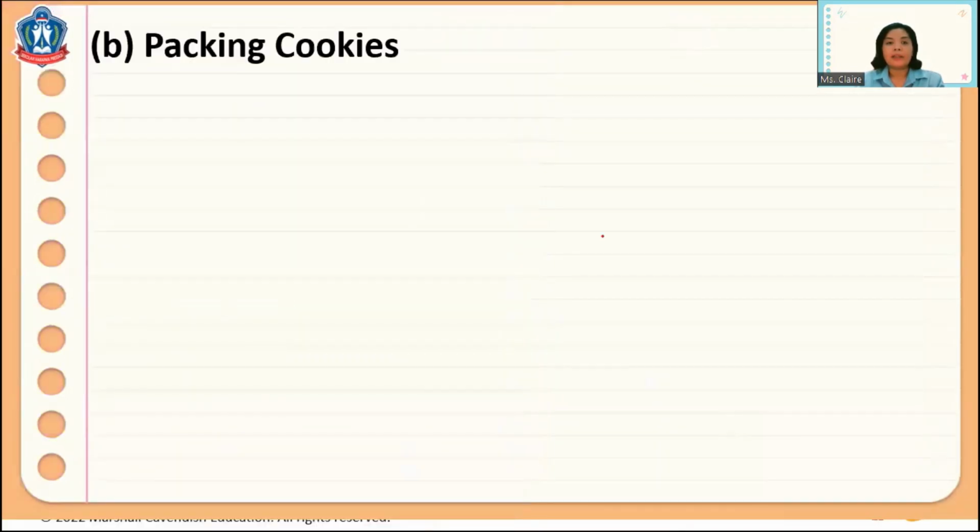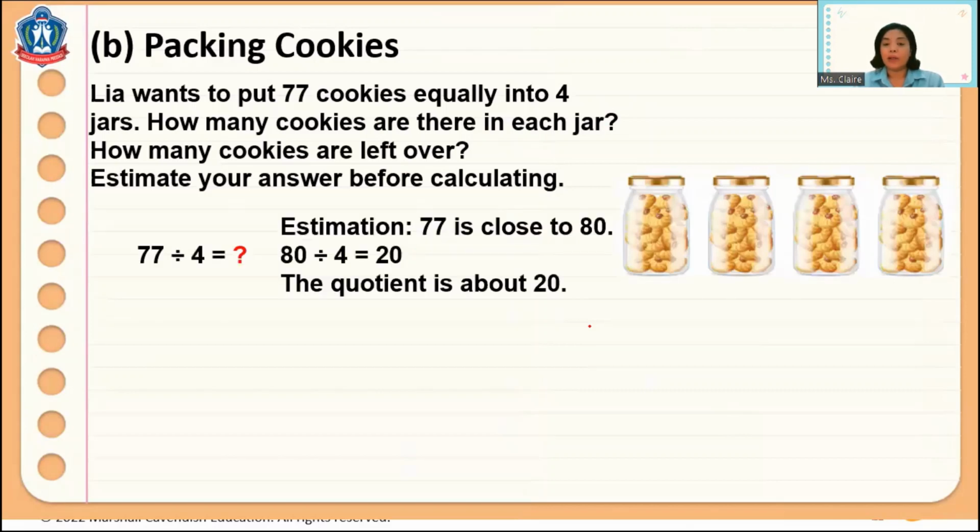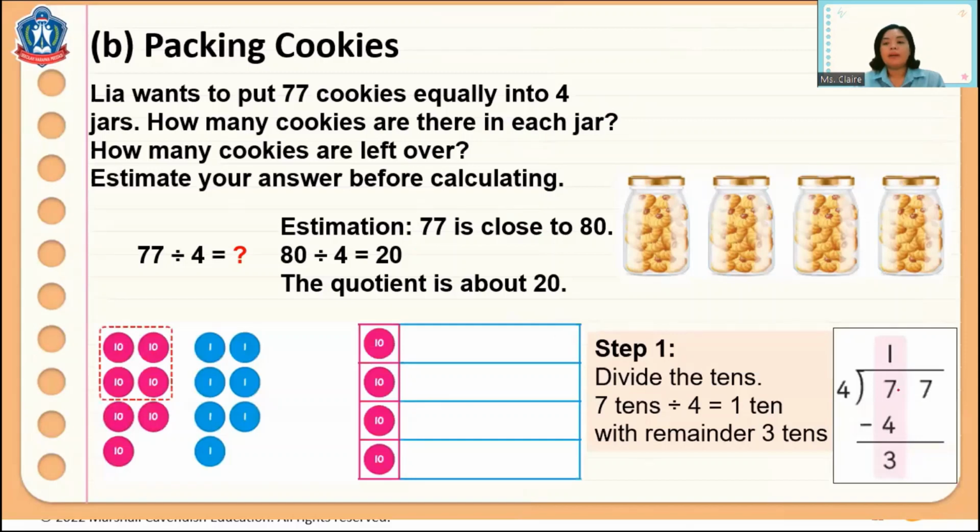Okay, another. Packing cookies. I have here a problem. Leah wants to put 77 cookies equally into 4 jars. How many cookies are there in each jar? And how many are the leftover? You can calculate also or estimate the answer. So let's divide. Let's divide 7 tens by 4. We got 1 and we have a leftover of 3 tens, right?